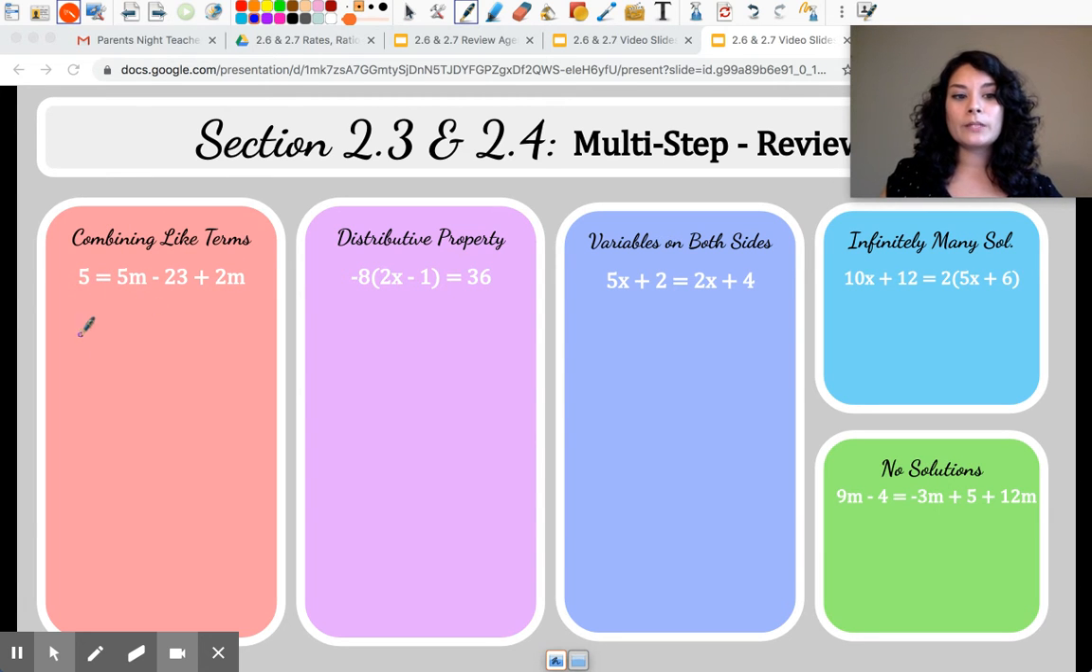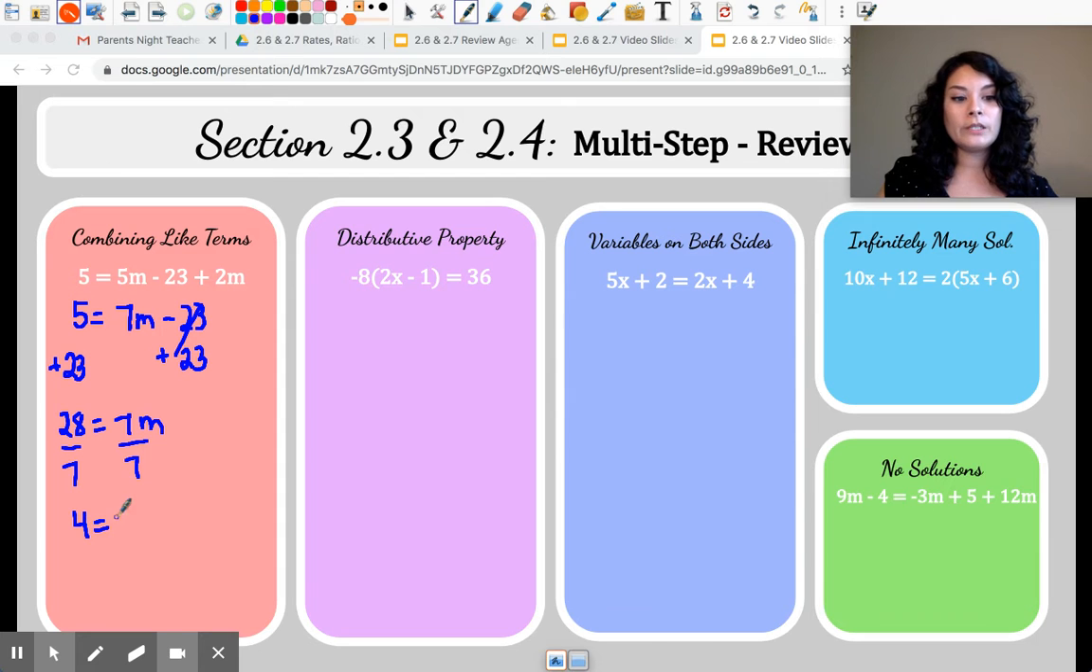So I've got some terms that I have to combine first. I don't see parentheses, so no need to distribute. I'm going to combine my two variable terms and get 7m. And at this point, it just looks like a two-step, so I'm going to solve it. I have to add the 23 first. I got to take care of what's not touching before I can take care of what is. I get 28. And now I can just divide both sides by 7. 7 goes into 28 4 times evenly, so 4 equals m is my final answer.